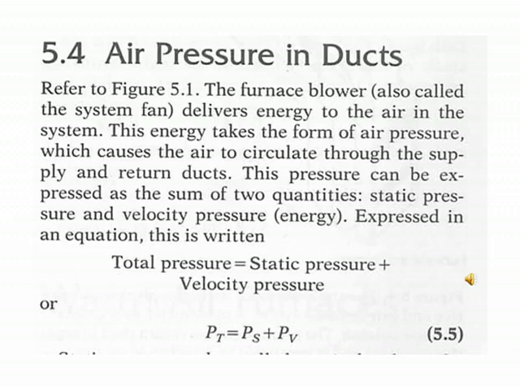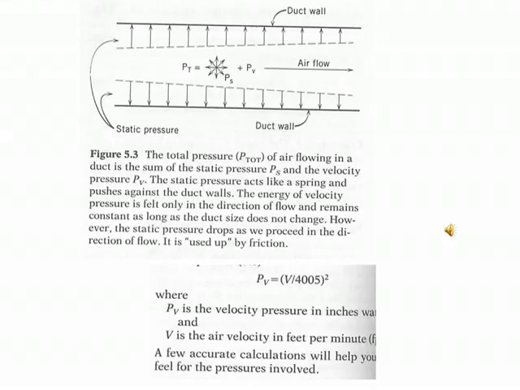This is for the air duct wall. So this is where we have the static pressure. The air comes out from the duct and is taken in from the return air. So this is the duct wall to the air. So PV can be calculated as PV equals V divided by 4005, all squared. PV is the velocity pressure in inches, and V is the air velocity in feet per minute.